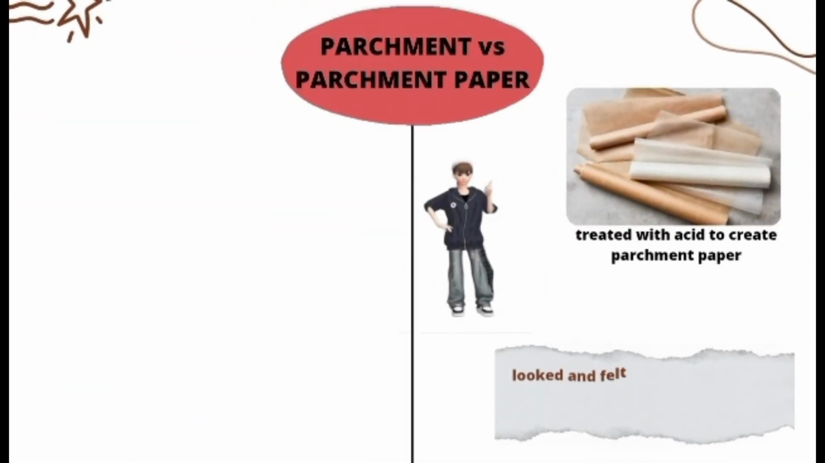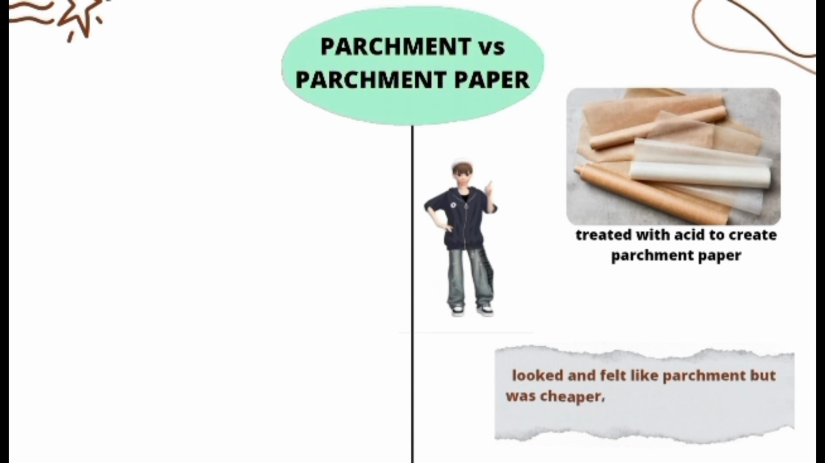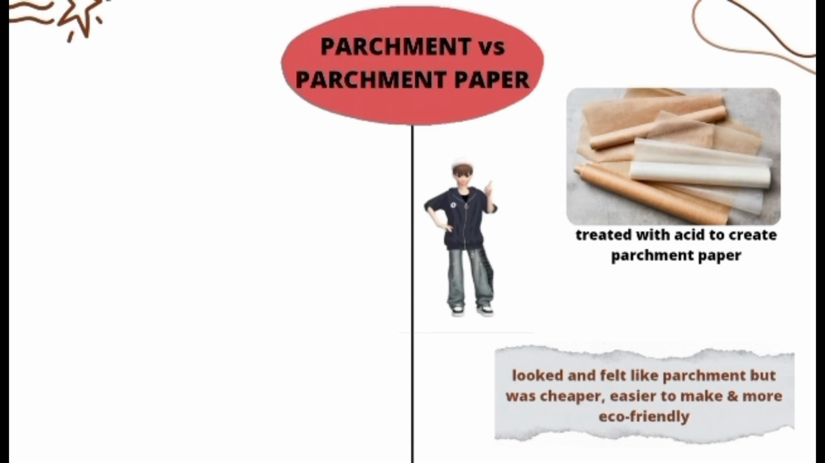Later on, people started making paper from plants, especially tree fibers called cellulose. In the 1800s, scientists treated this plant paper with acid to create parchment paper. It looked and felt like animal parchment, but was cheaper, easier to make, and more eco-friendly.